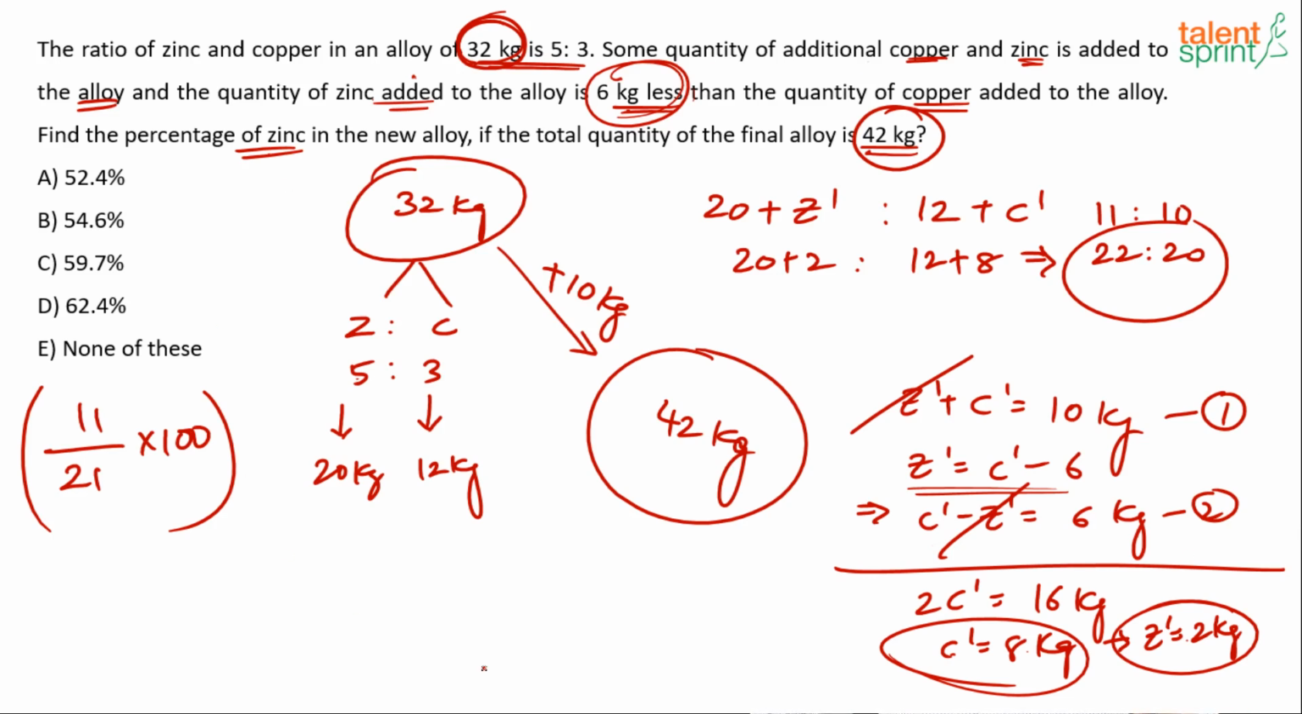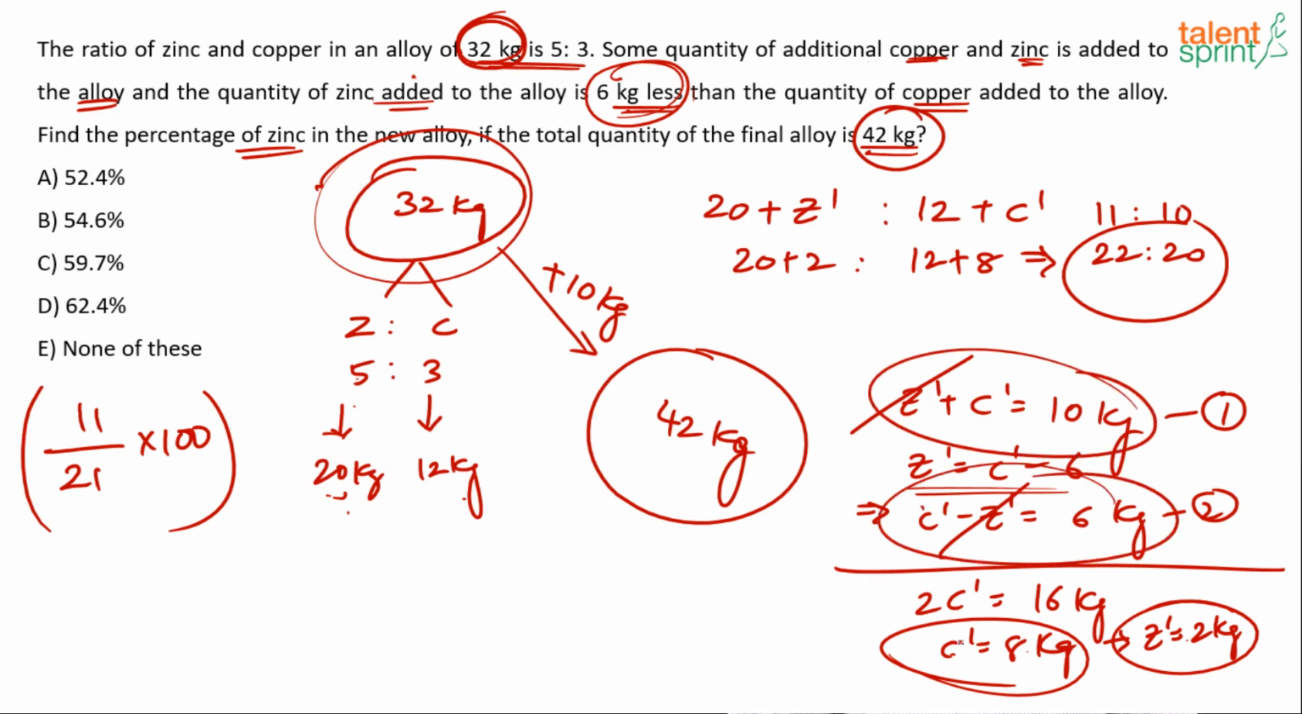It's a simple problem. 32 kgs, you know the individual values. We're adding new zinc and new copper. How much, we do not know. But we know that the total added is 10 kgs and the difference is 6 kgs. You solve those equations, you'll get the quantity of zinc that is added and the quantity of copper that is added. That gave us 22 is to 10, or 11 is to 10 as the ratio.